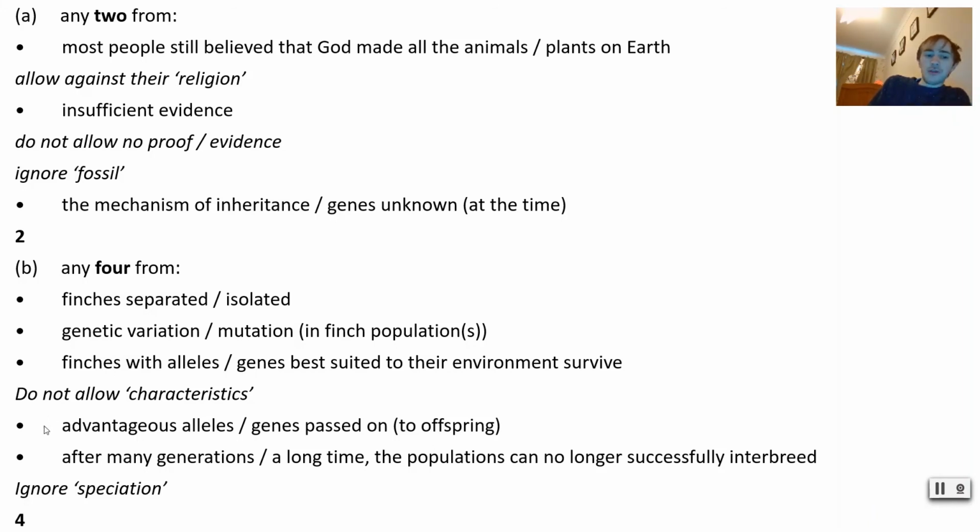This final mark for saying after many generations the population can no longer successfully interbreed, well, that's about knowing what a species is. We're going to cover that in a later lesson. You may already have known it because we cover it in year 8 as well, but that was a long time ago, I know. So I only anticipate you getting 3 of those 4 marks. Definitely 3 of them are doable. The mutation or variation, the survival, and the passing it on to your offspring.